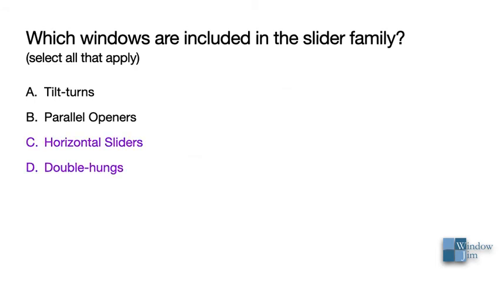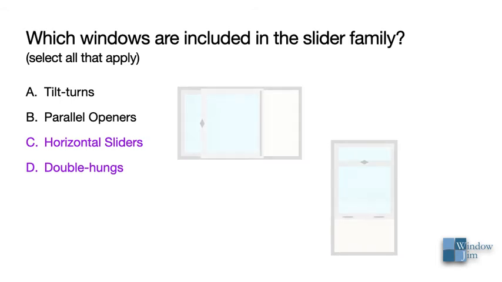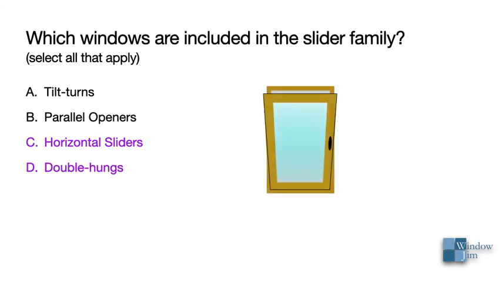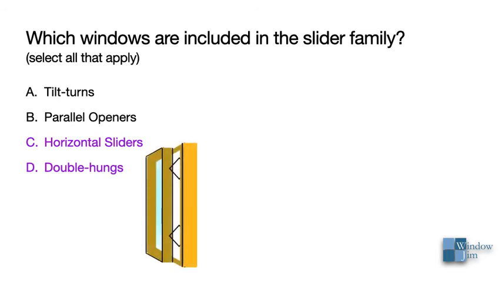C and D. Horizontal sliders, as the name implies, and double hungs which slide vertically are in the slider family. Tilt-turns are swinger combinations that tilt in and swing inward to one side. Parallel openers are not really a slider or a swinger. They do their own thing.